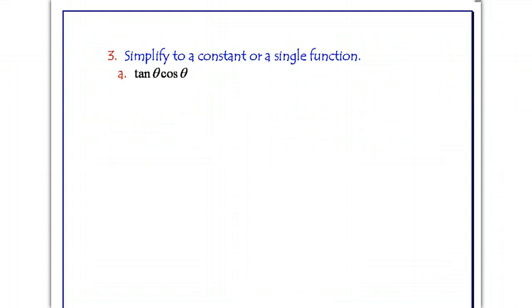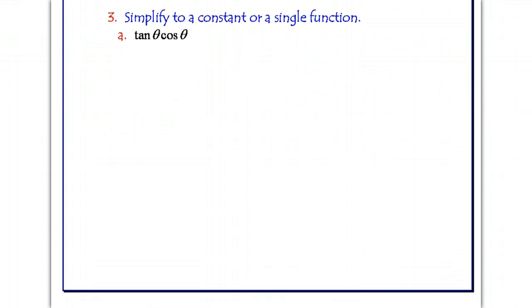Okay, now we get to the simplify part. This is just like section 1. Actually, I think we took this problem from section 1. And how do you know when you're done? When you get a constant, so that's a number, or if you get it down to a single trig function, then you are done. So right now in this problem, you're not done. You've got two trig functions. You've got a tangent and a cosine.